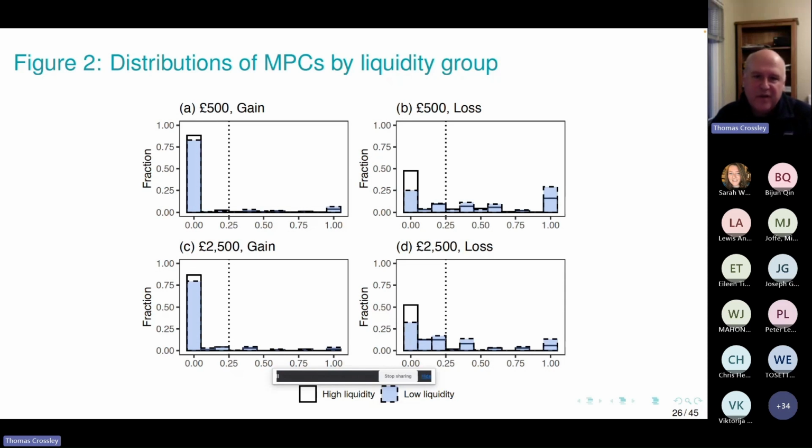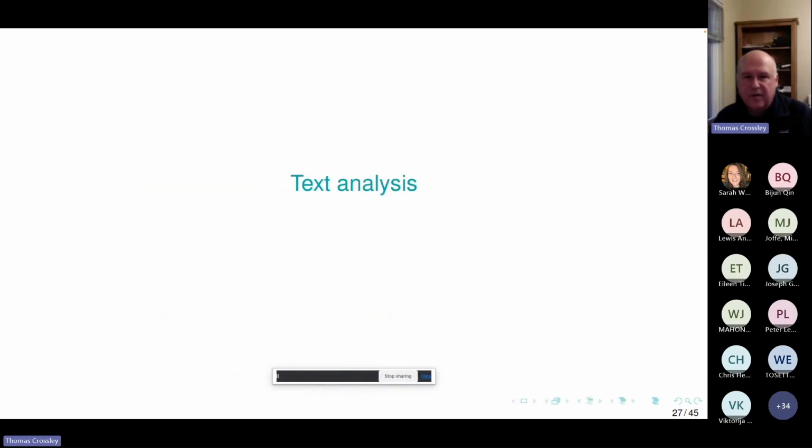What you can see is that we do have high liquidity consumers with high MPCs, in both the loss and gain scenario, maybe particularly so in the loss scenario, but in both. And we do have low liquidity consumers with low MPCs in all scenarios. And that's the sort of puzzling heterogeneity that we're interested in exploring.